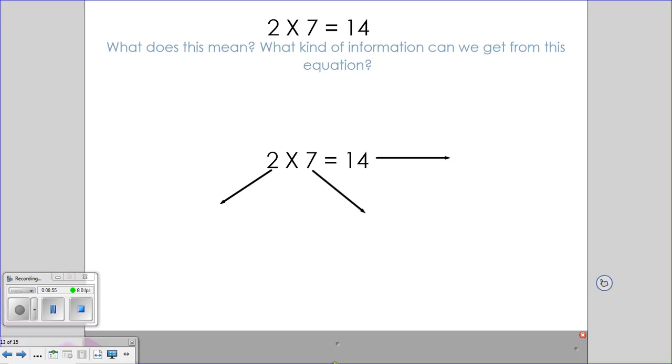Okay? I want you in your notebook to circle the 2 and the 7. Circle the 2 and the 7. Those have a special name. Have you learned that name yet? I don't know if you've learned it in math lab or not. So these 2 numbers have a special name. In a multiplication equation, we would say that these 2 numbers are called factors.